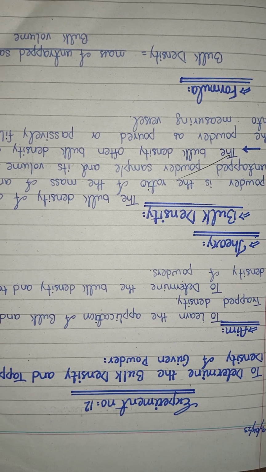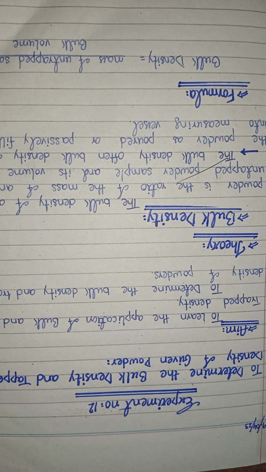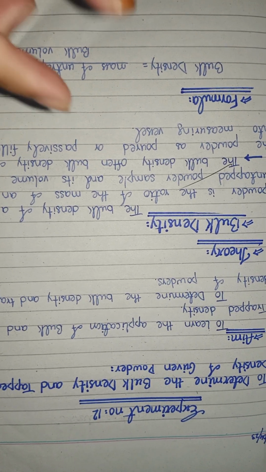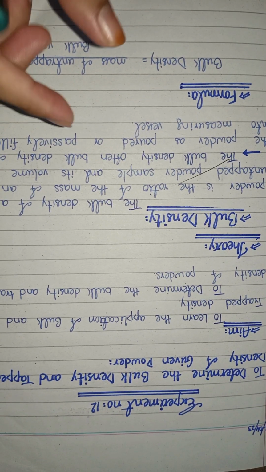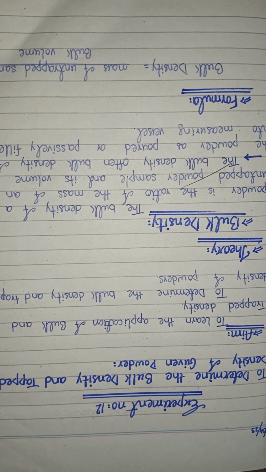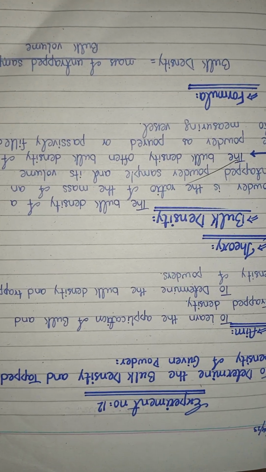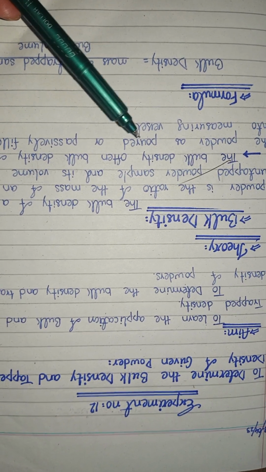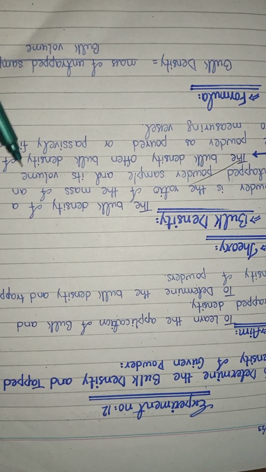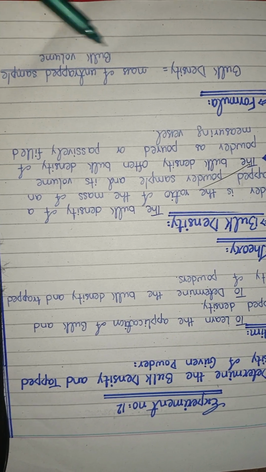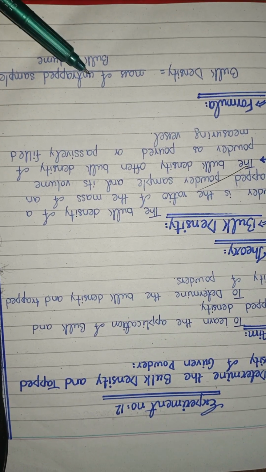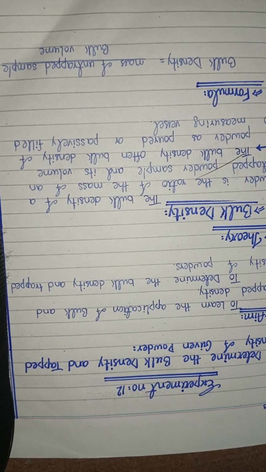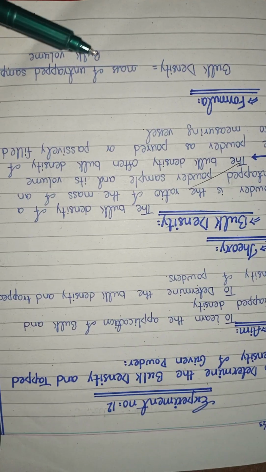How do we tap the powder? For example, if you put the powder in some utensil, and after some time, to settle this powder down, you will tap it so that it can settle down. But here you don't have to settle it down. You have to take this untapped powder and divide the mass of the untapped sample by its volume. Whenever you divide the mass of untapped powder by its bulk volume, this is called bulk density.